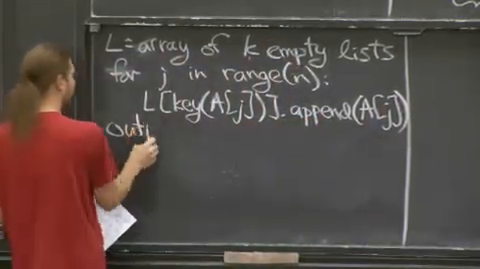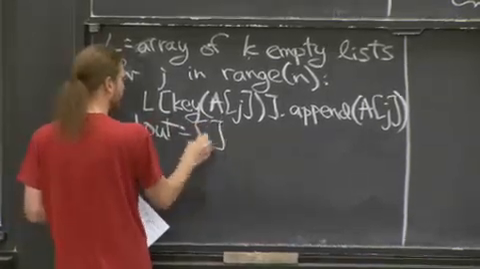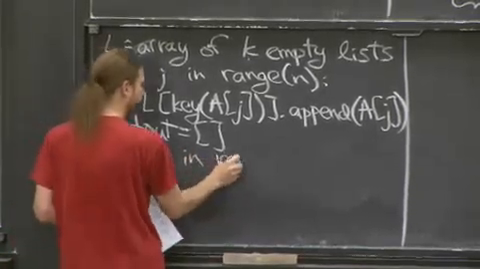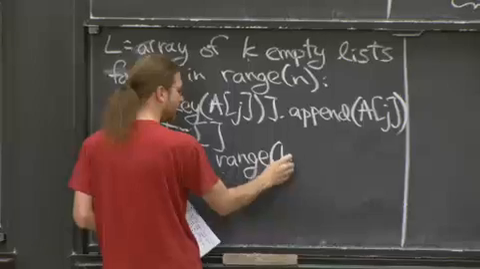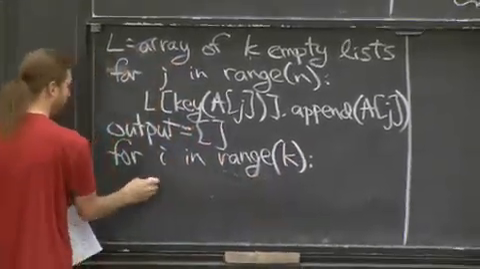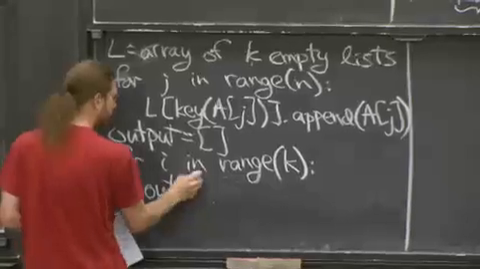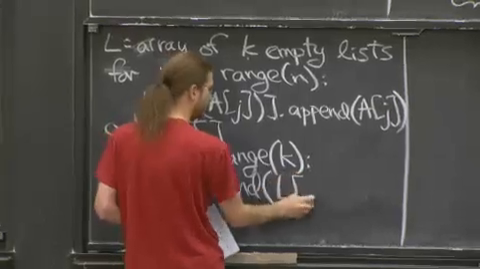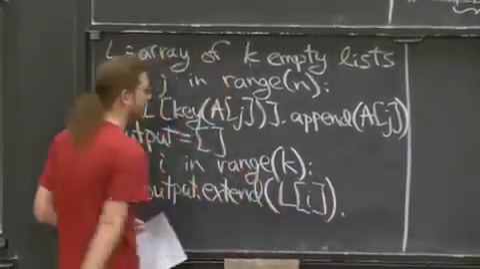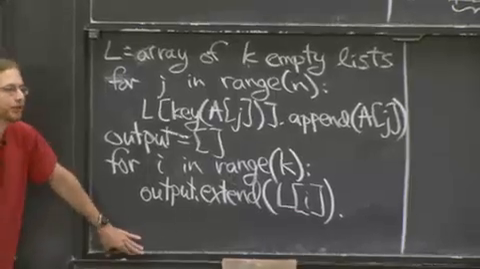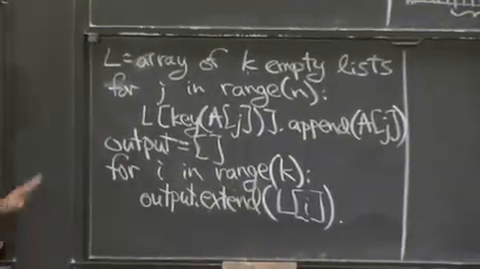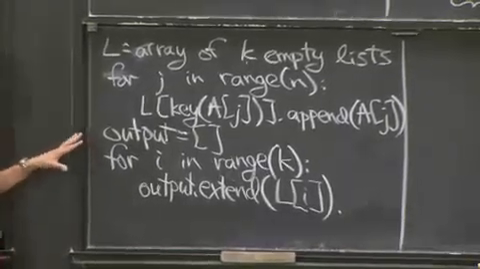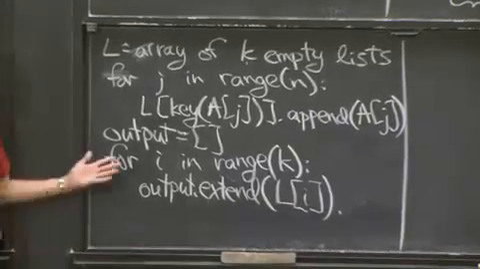And then the output is going to be an empty list initially. And then I iterate through the array. There are k values for that. And I just say output extend list i. OK? This is counting sort, or a version of counting sort. In your textbook, you'll find a different version which does not use lists. So it's probably more practical because it uses no data structures whatsoever except 3 arrays. But it runs in the same amount of time.